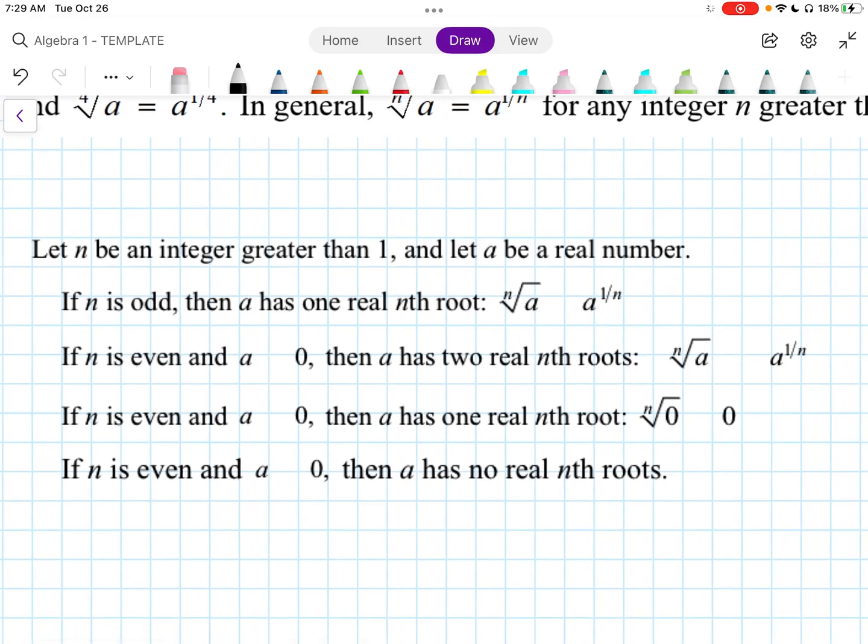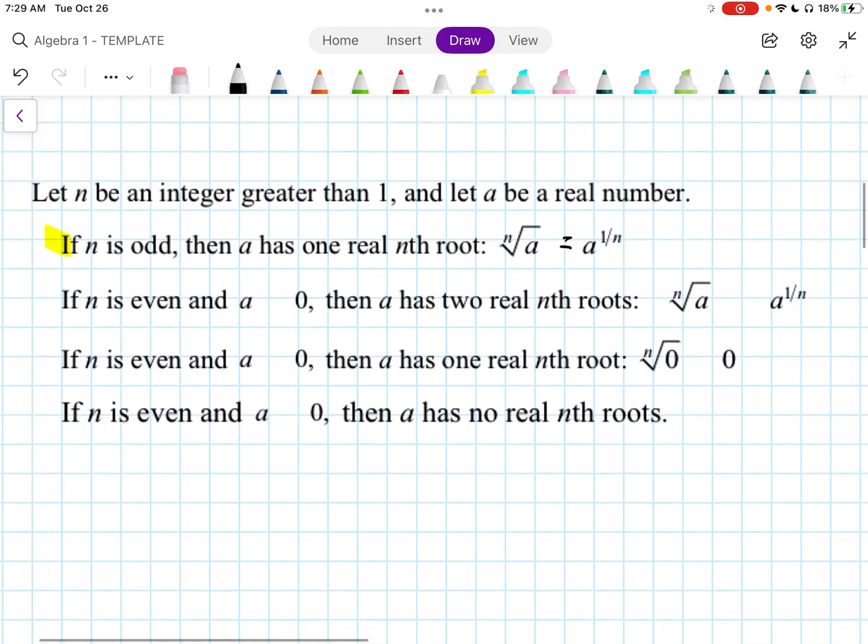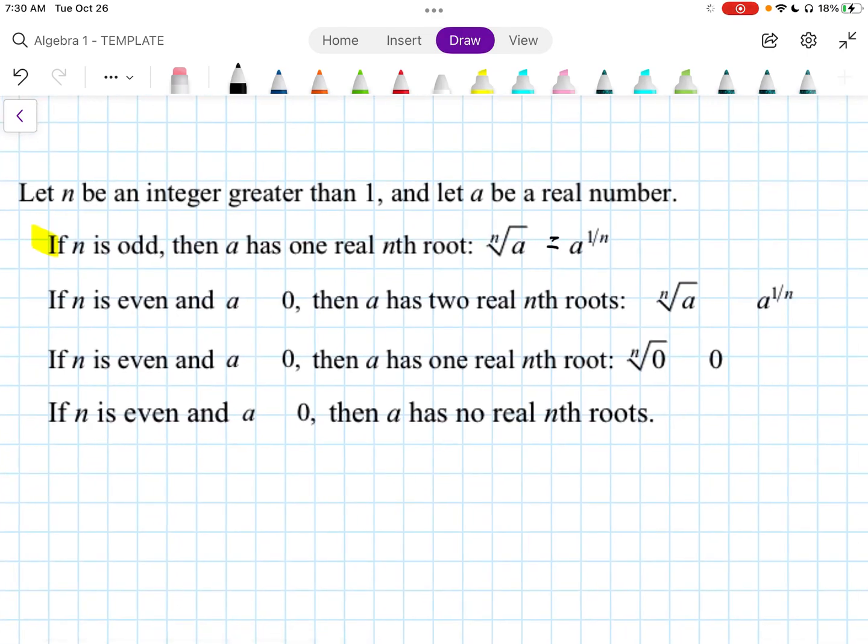If n is odd, so n is talking about what kind of root it is, like the square root would be an even root, the third root would be an odd root. If n is odd, then a has one real nth root, and the nth root of a is equal to a to the 1 over n, right? That's what I showed you earlier. If n is even and a is greater than 0, then a has 2 real roots. You have to write them as plus or minus the nth root of a equals plus or minus a to the 1 over n.